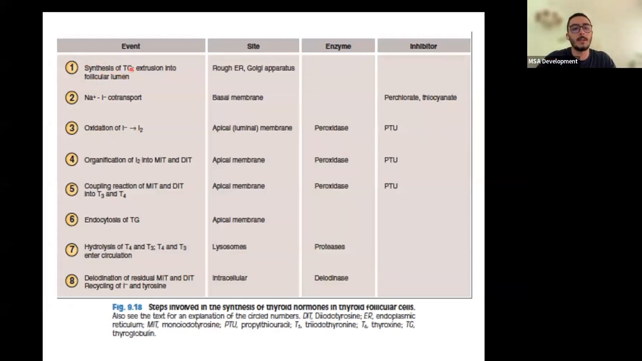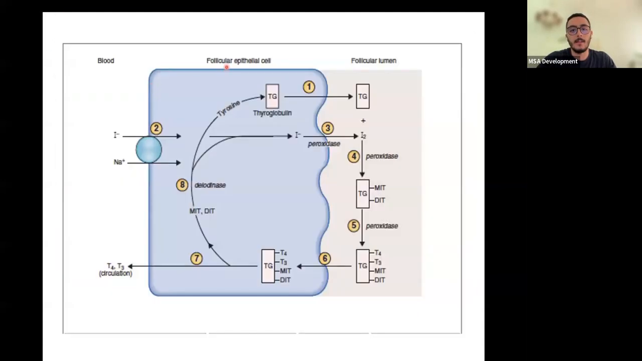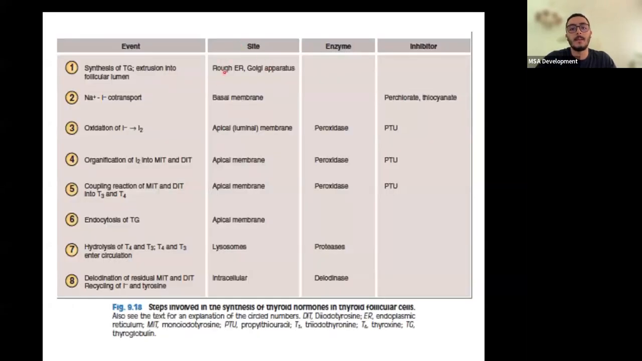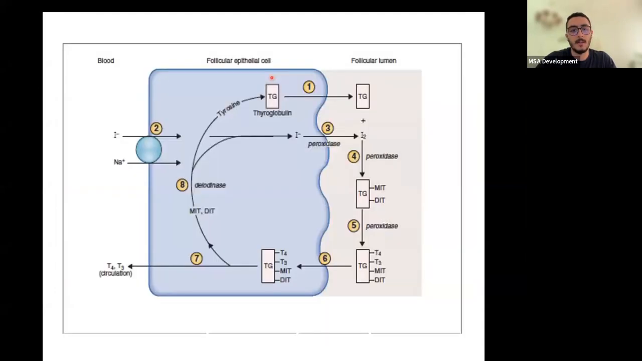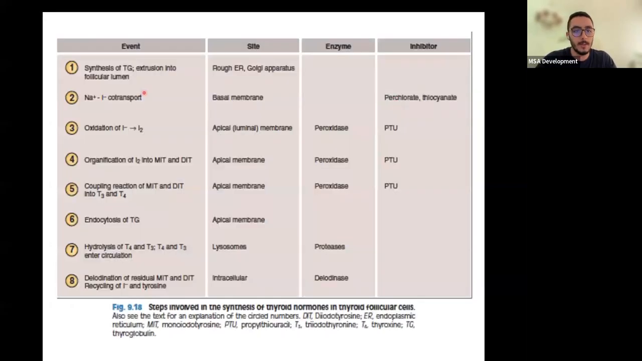Look at step one here. It's the synthesis of thyroglobulin and taking it into the follicular lumen. It takes place in the rough endoplasmic reticulum and the Golgi apparatus. In the follicular epithelial cell, in the rough endoplasmic reticulum and the Golgi apparatus of the epithelial cell, thyroglobulin was made and then synthesized and then sent out into the lumen to start the whole process.